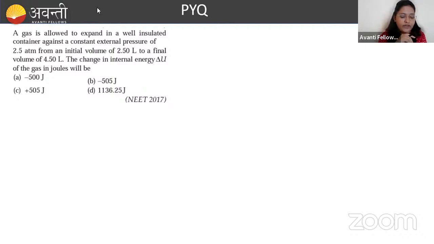So here, first of all, we need to calculate W, which is minus P external times V2 minus V1. As soon as we get the W value, you can easily calculate the U value by using the first law of thermodynamics, Q plus W.